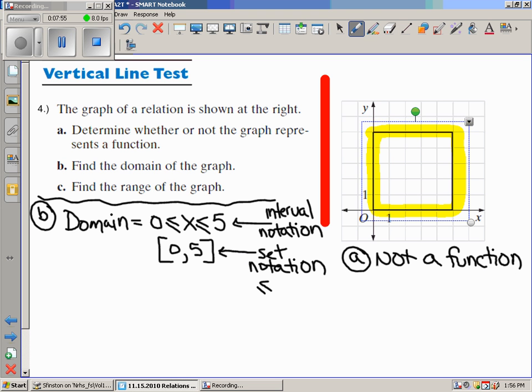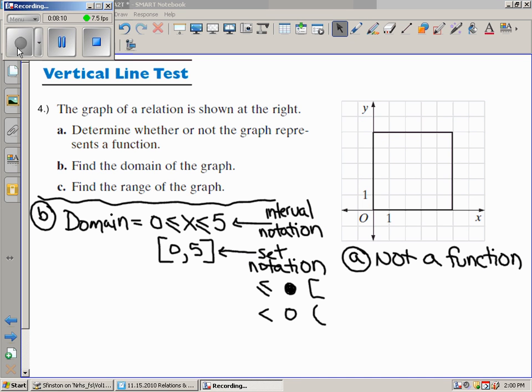Set notation works like this. If you were thinking about using these symbols, those are closed circles, and they correspond to hard brackets. If you were thinking about using these symbols, okay, those correspond to soft brackets.